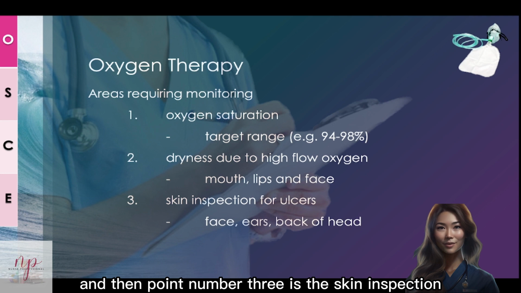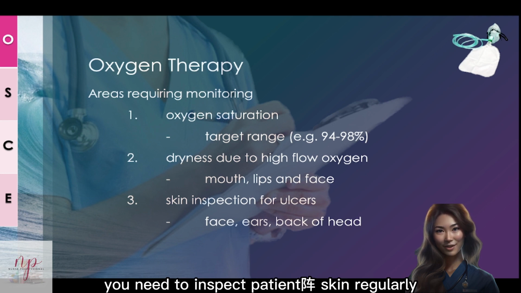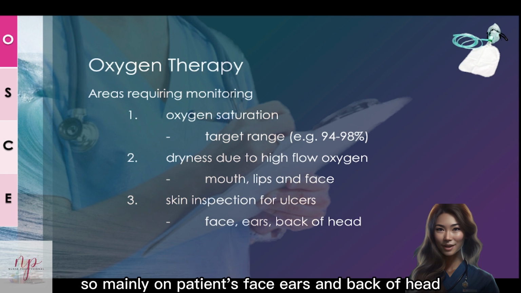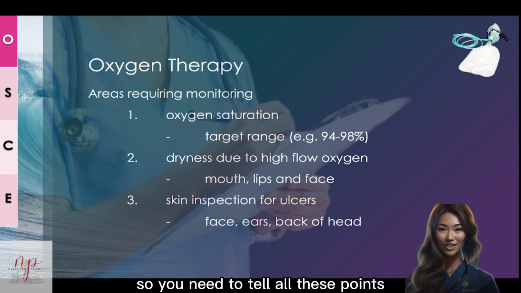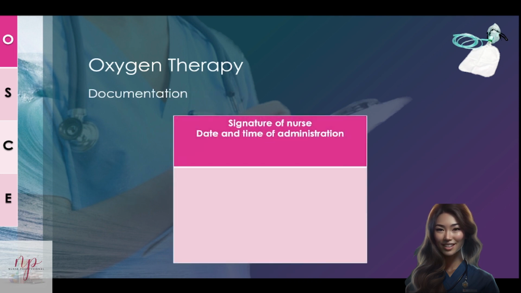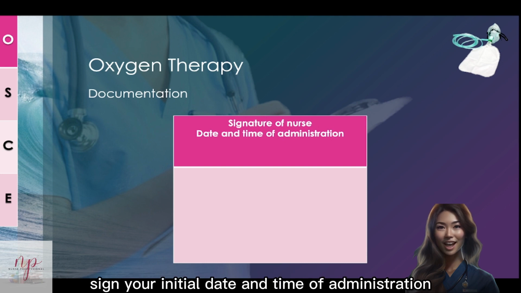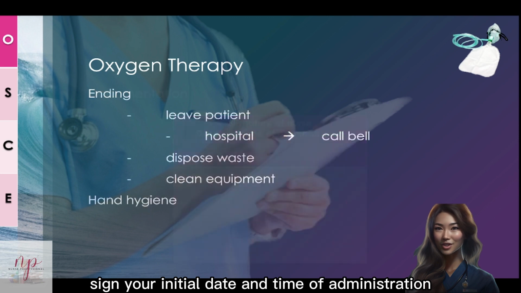And then point number three is the skin inspection. You need to inspect the patient's skin regularly. You need to detect if any ulcer has appeared, mainly on the patient's face, ears, and back of the head. So you need to tell all these points. When you're finished, please document as soon as possible. Sign your initials, date, and time of administration.